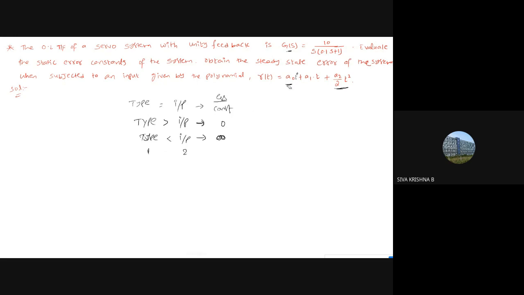In a simple way, substitute all those things here. For the A0 case we get 0, this is the A1 case giving some constant, and for the A2 case the ESS is infinity. So the total answer becomes 0 plus constant plus infinity. What is the value?